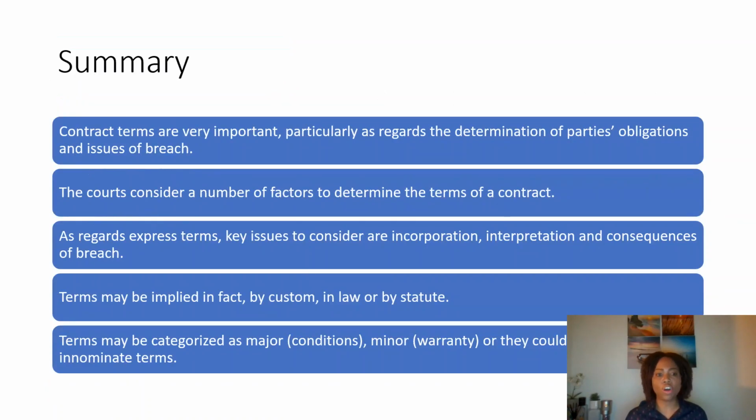Now let's summarize. Contract terms are very important, particularly as regards determining the parties' obligations and issues of breach of contract terms. The courts consider a number of factors in order to determine the terms of a contract. As regards express terms, key issues to think about are incorporation, interpretation, and the consequences of breach. Terms may also be implied in a number of ways, in fact, by custom, in law, or by statute. Terms may be categorized as major terms, in other words, conditions, or minor terms, in other words, warranties, or they could indeed be considered as innominate terms.